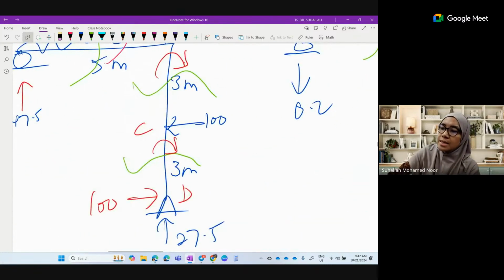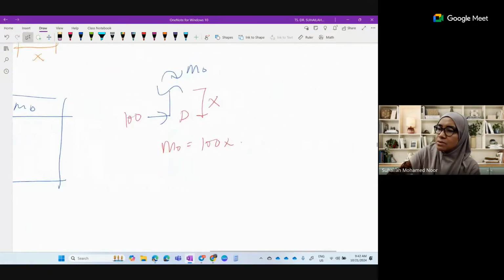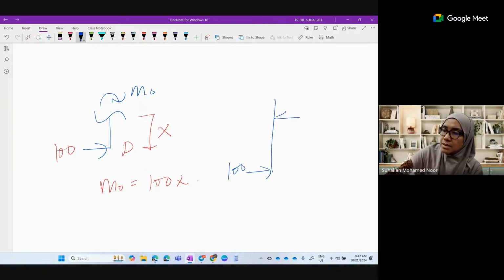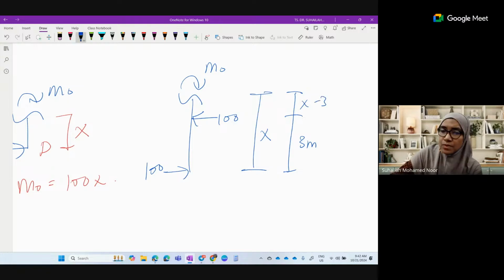So now we have member CB. Member CB is all revision. All this you have learned before, we just apply it again. This is not new, right? All these are things you have learned before this, we just apply them in the flexibility method. This is M naught. X for all of this means here we have 3 meters, so this is X minus 3. This is for BC.